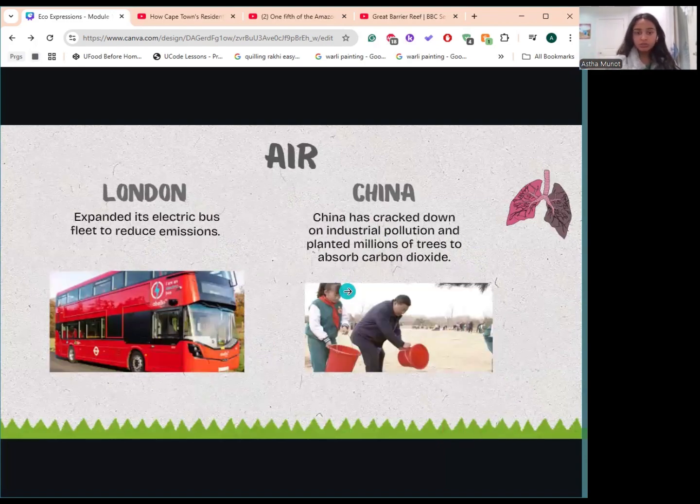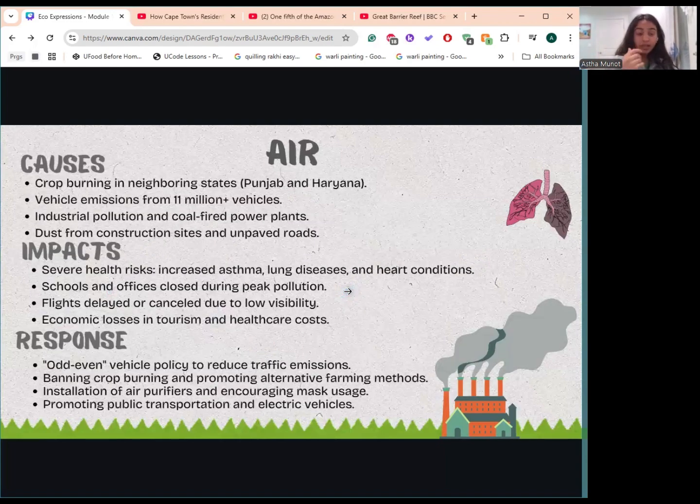In response to the immense air pollution in Delhi, they've implemented some policies that are working to some extent, but it's still a very big problem in India right now. First is the odd-even vehicle policy to reduce traffic emissions.